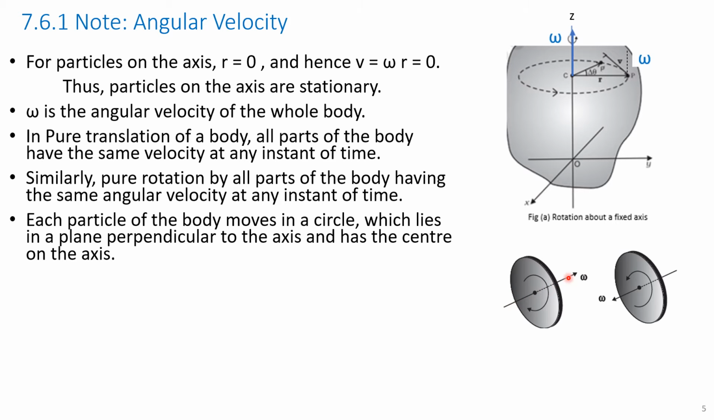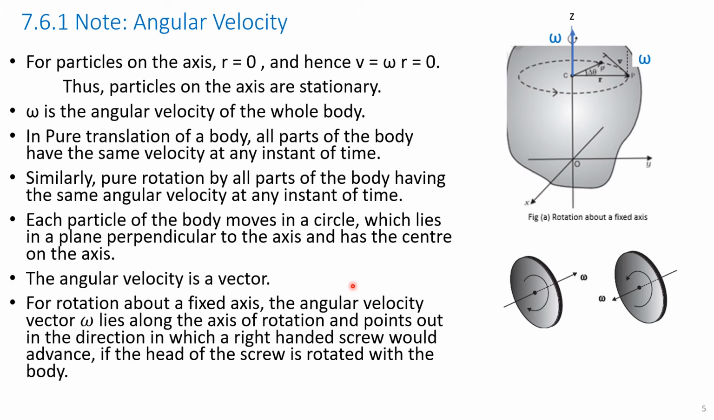Omega is shown here, the direction of the arrow. The angular velocity is a vector. See, omega is a vector. For rotation about a fixed axis, the angular velocity vector omega lies along the axis of rotation and points in the direction in which a right-handed screw would advance if the head of the screw is rotated with the body.